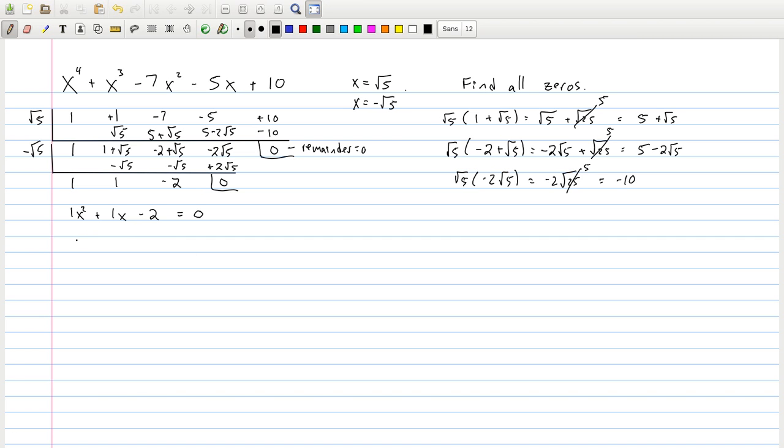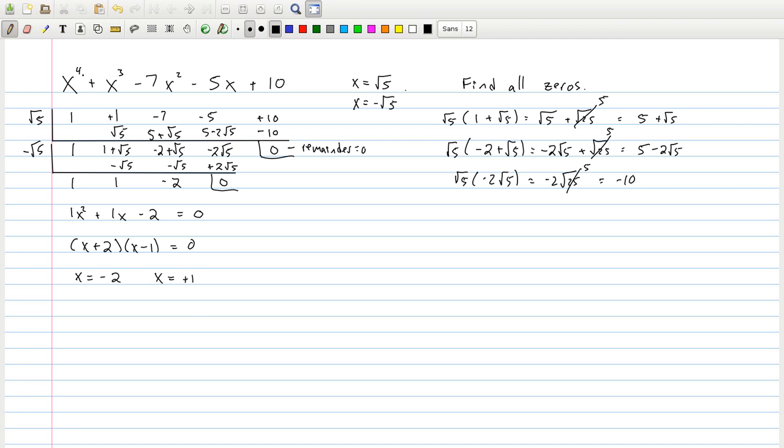And now we can actually factor this. This factors as x plus 2 times x minus 1. Setting each factor equal to 0, this gives us x equals negative 2 and x equals positive 1.